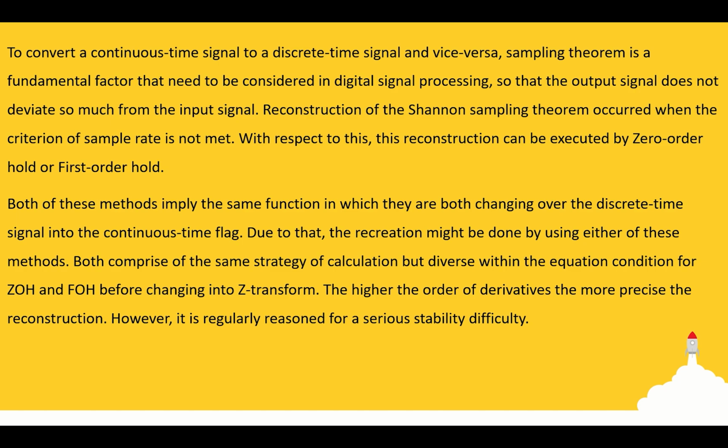Both of these methods imply the same function, in which they are both changing the discrete time signal into the continuous time signal. Due to that, the recreation might be done by using either of these methods. Both comprise the same strategy of calculation but diverge within the equation condition for zero order hold and first order hold before changing into the theorem. The higher the order of derivative, the more precise the reconstruction. However, it is regularly a reason for a serious stability difficulty.